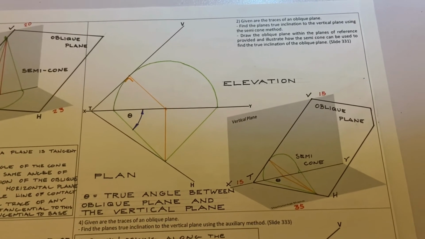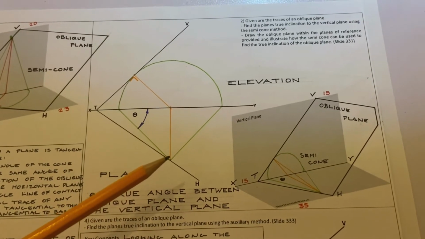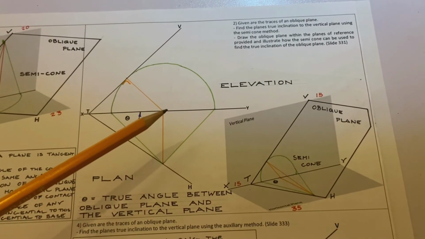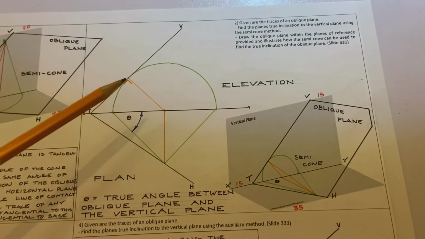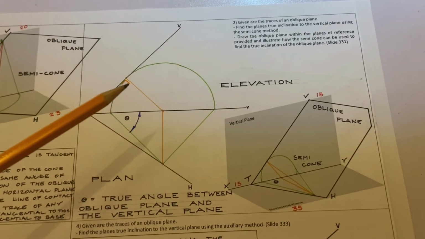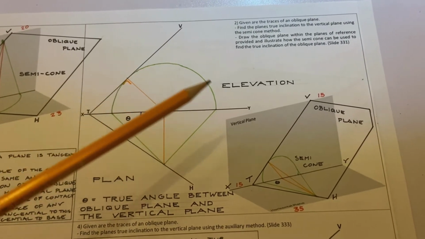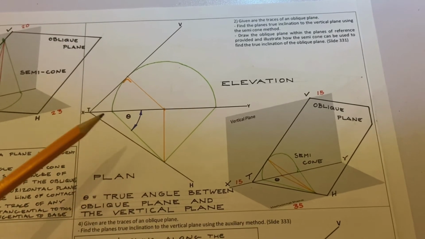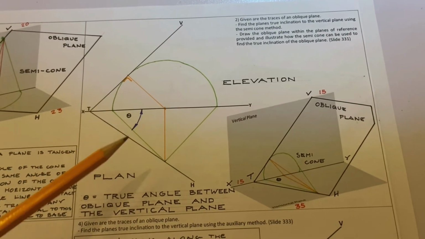the vertical plane. So simple enough, line from the horizontal trace into the XY line, 90 degrees to the vertical trace, that gives you the radius, point to the compass there, draw a semicircle, and then join that back to the horizontal trace to get the angle, the true angle.